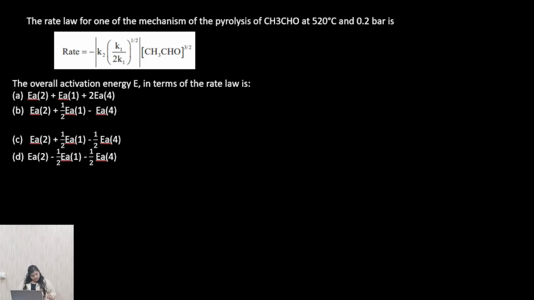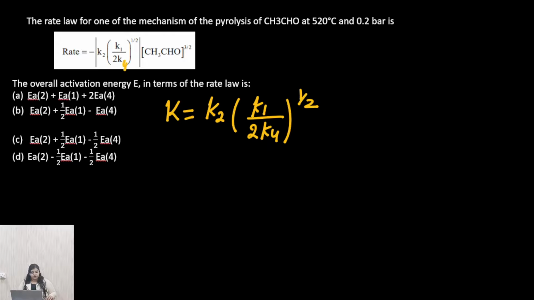It says the rate law for one of the mechanisms of the pyrolysis of acetaldehyde at this temperature and pressure condition is given. The overall activation energy we have to find out. So the overall rate constant we are having is K2 into K1 upon 2 times K4, raised to the power of half. It is not K1, it is K4 over here. Okay. So how can you do this?